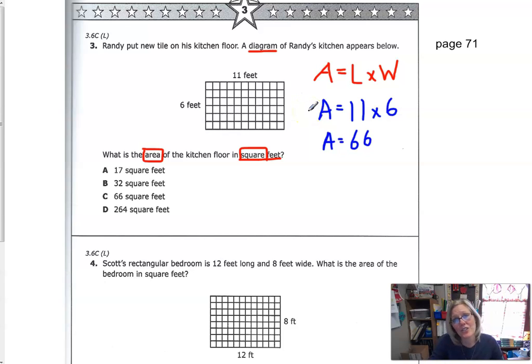Okay, did you find your answer? I wanted to show you how I solved. I like to keep the A when I'm solving, and I like to think of the length of something as its long side. So I replace the L with the 11 on the diagram. I like to think of width as the shorter side, and so I replace the W with a 6. And so I have 11 times 6. Pretty sure y'all are pretty good at your times 11s by now. And so our area is 66 square feet because area is always measured in square units, and our units were feet.